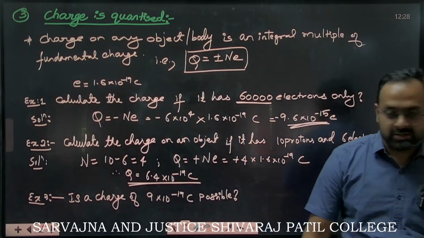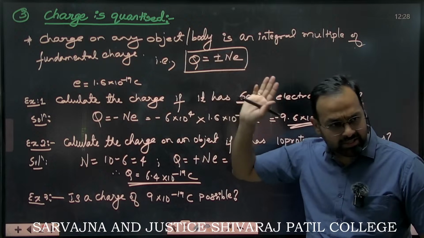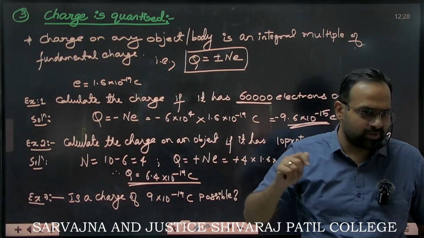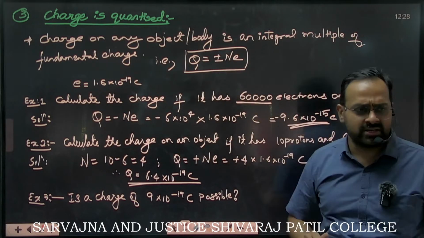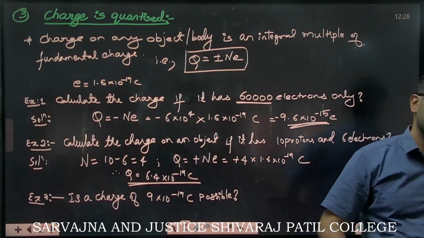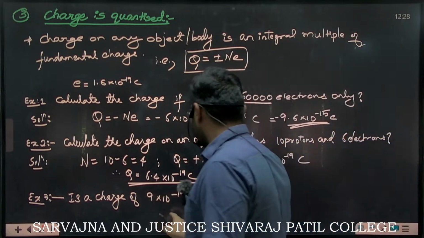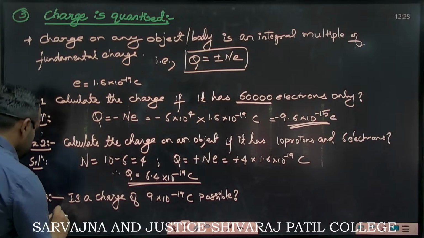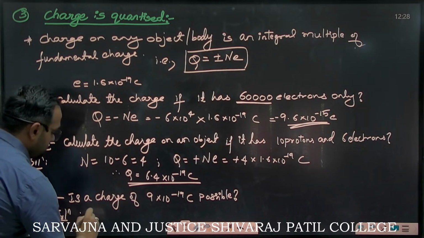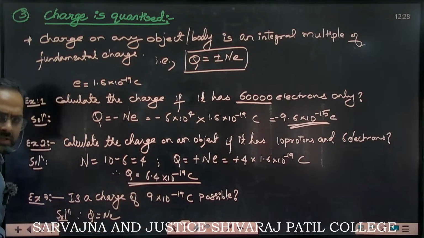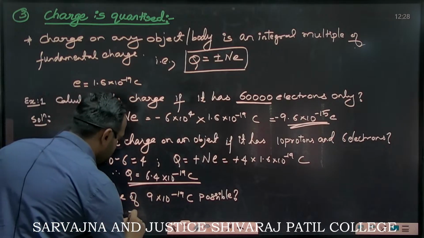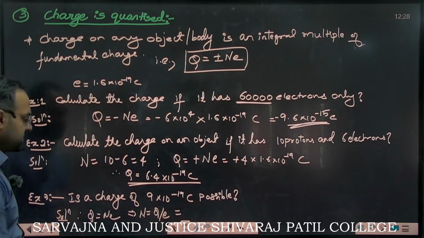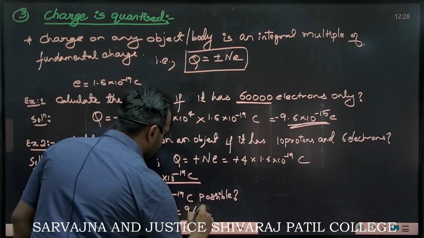Okay. For this also we will use this formula only, and if n comes out to be an integer, we say that yes, it is possible, and if n does not come out to be an integer, we say that it is not possible. Okay. So the charge on the object is 9 into 10 power minus 19. So we'll use Q is equal to n into E. So from here you will get n is equal to Q divided by E. So Q divided by E is how much? This is 9 divided by 1.6.